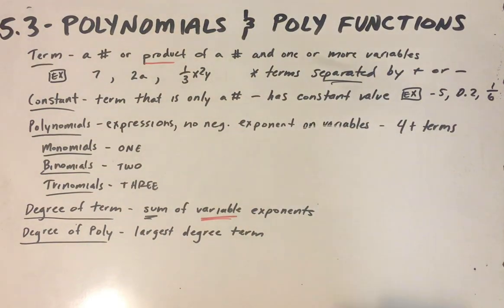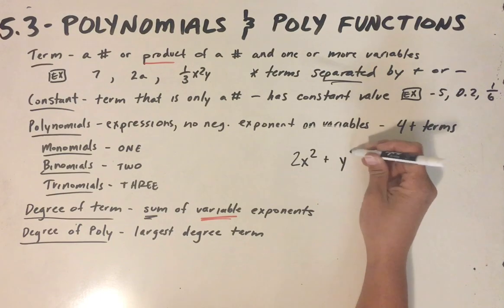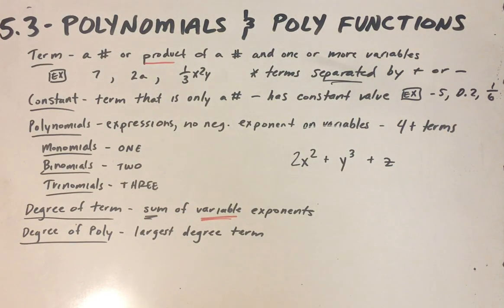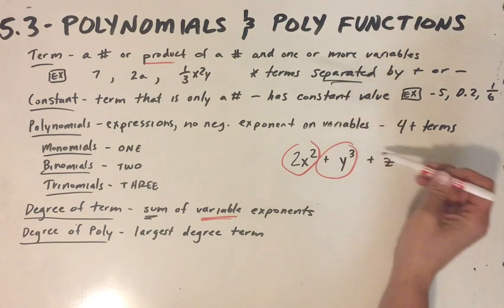Okay, but what if I had instead this 2x squared plus y cubed plus z? And I said, what's the degree of the term? Well, first of all, you should say to me, well, which term? Because these are now 3 different terms. They're not related through multiplication.